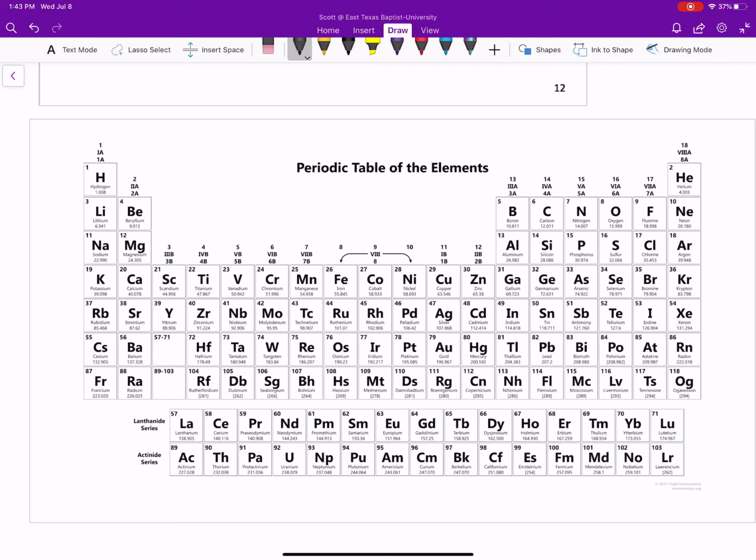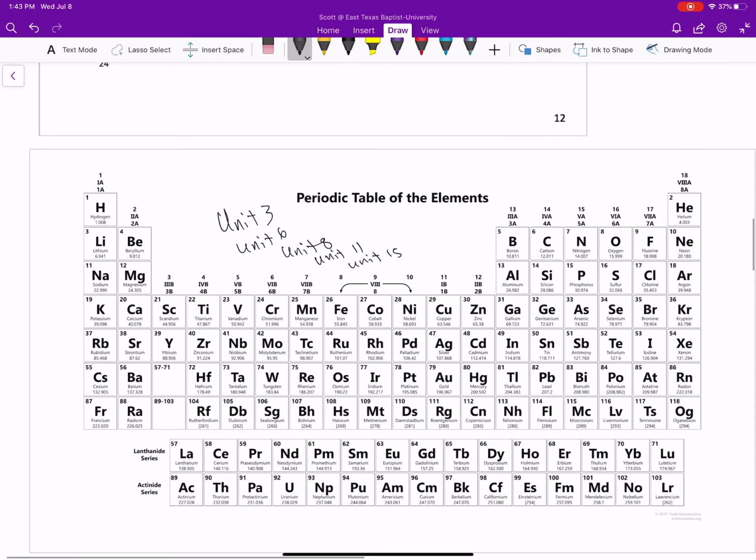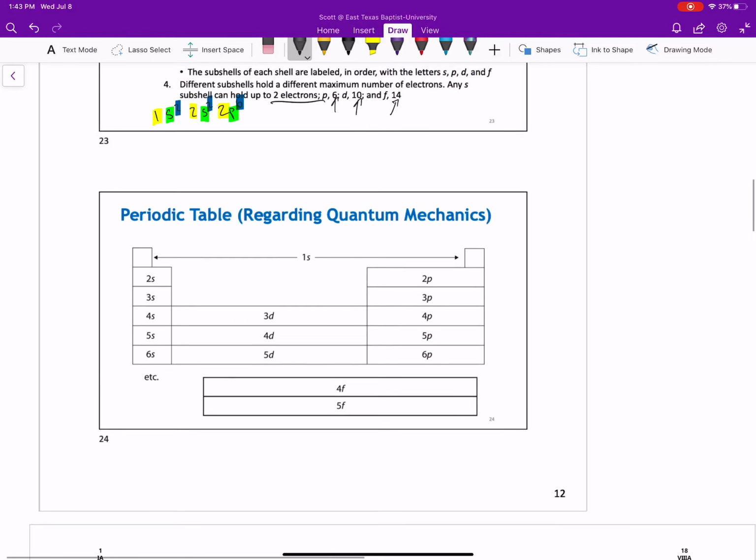You'll find one of these posted in Unit 3, Unit 6, Unit 8, Unit 11, and Unit 15. So if you forget where to find these in your course, that's where they are posted. It's the same one every time, but just try to organize this in a location where you can find it.